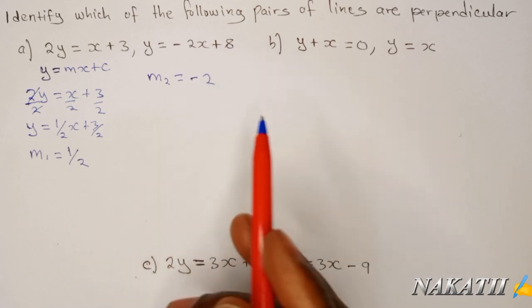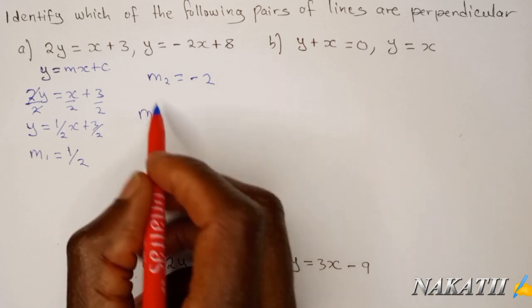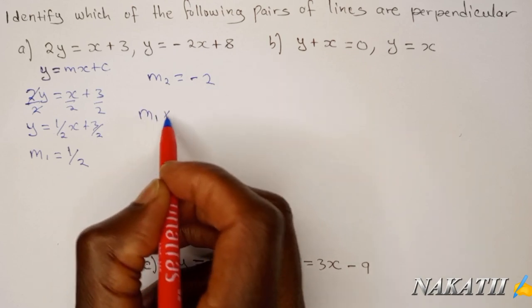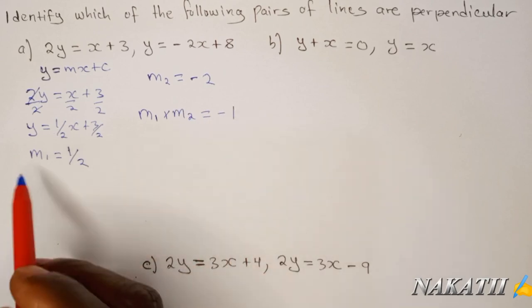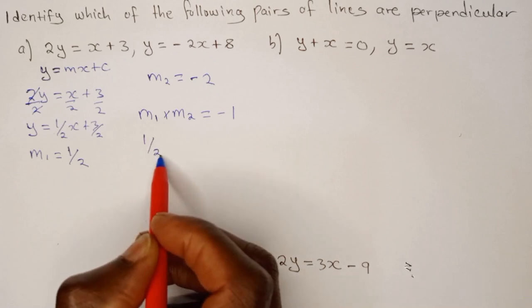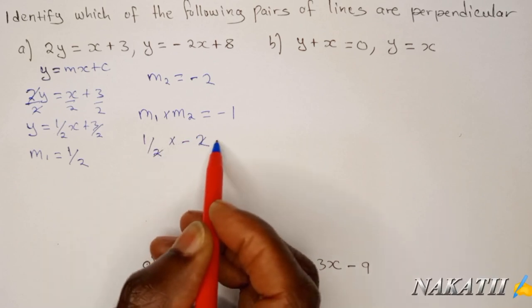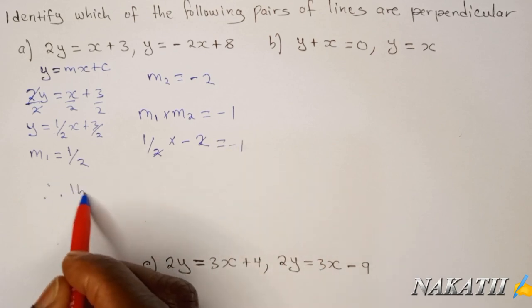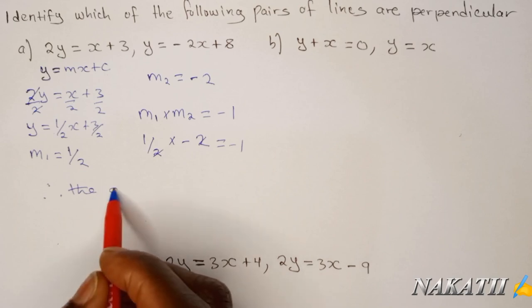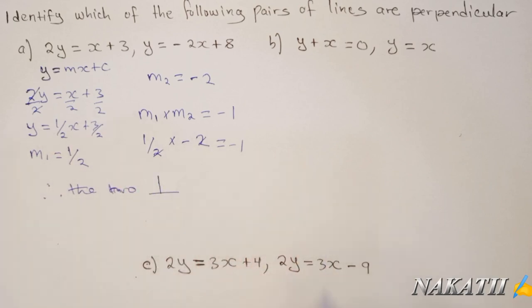We are saying that when two lines are perpendicular, the product of their gradients, m1 times m2, is supposed to be -1. In our case, we have 1 over 2 times -2. If you simplify this, your answer will be -1. And therefore, the two equations are perpendicular. Now, let us go to the second one.